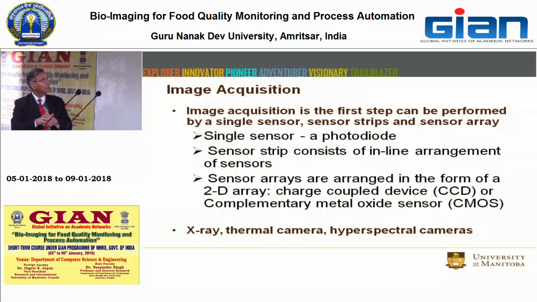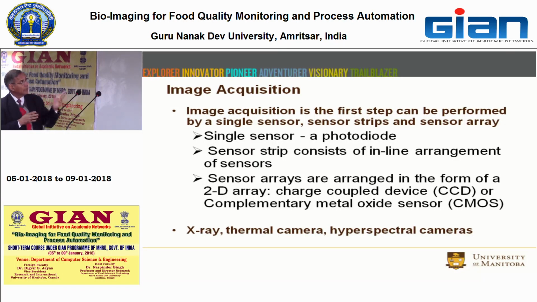Typically they would use a sensor strip, which could be in a line arrangement. That means multiple sensors are arranged in a line. That's where the line scan camera comes in, and you take one line at a time, and either the sensing element would move or the object would move, and the relative motion gives you basically the two-dimensional picture.